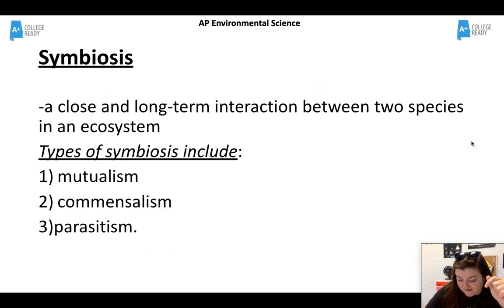And that's going to be an example of symbiosis. So it's any close long-term interaction between two species in an ecosystem. And again, these are all breaking down into more categories. Symbiosis is going to include mutualism, commensalism, and parasitism. And we're going to go into each of those, if I can click correctly.